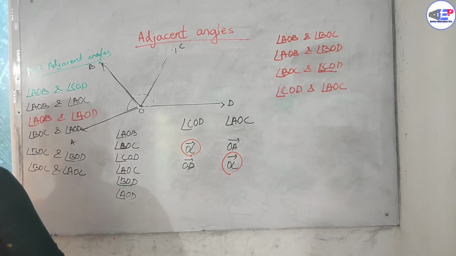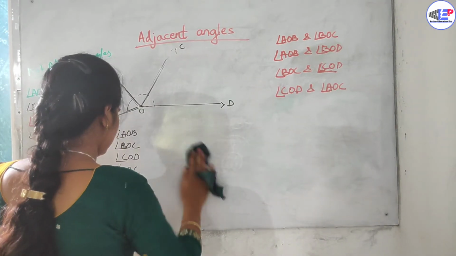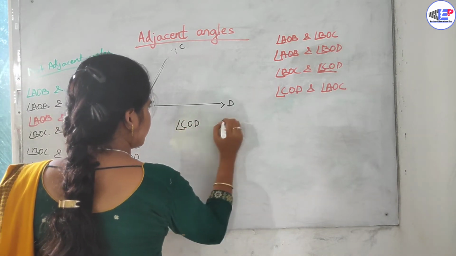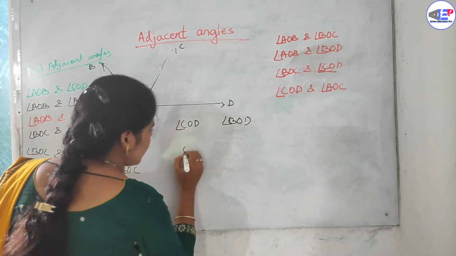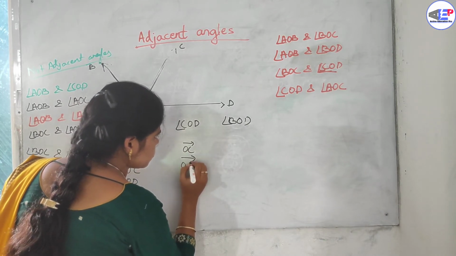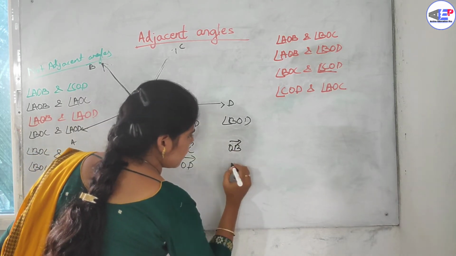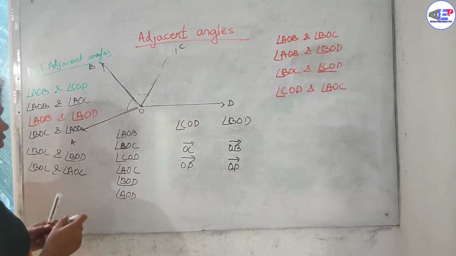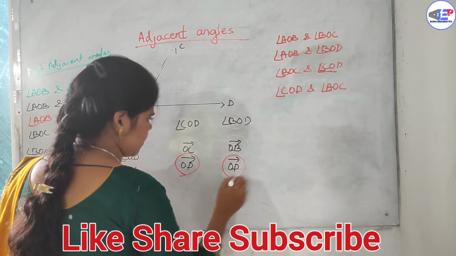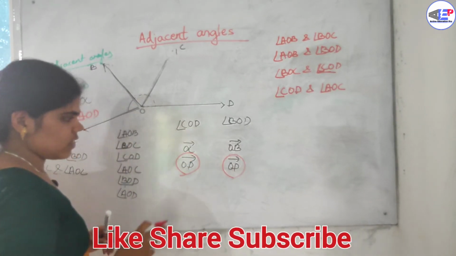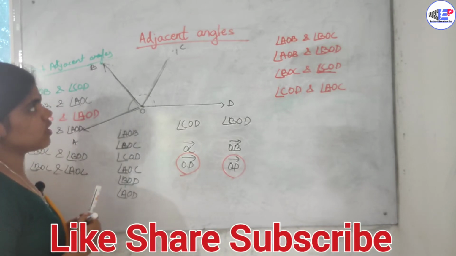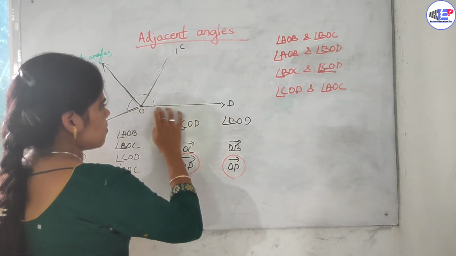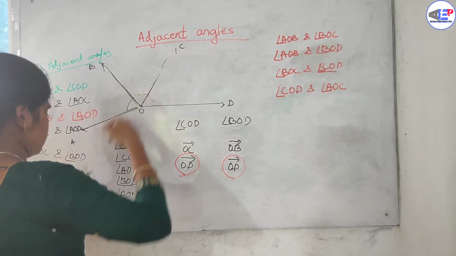Then COD with BOD. The next pair is COD with BOD. As you know, we need OC and OD rays to make the COD angle, and OB and OD rays to make the BOD angle. Look here, the common vertex is O and OD is the common arm. The first condition is fulfilled by these two angles. Then we move to the next condition, which is to be a pair of adjacent angles.